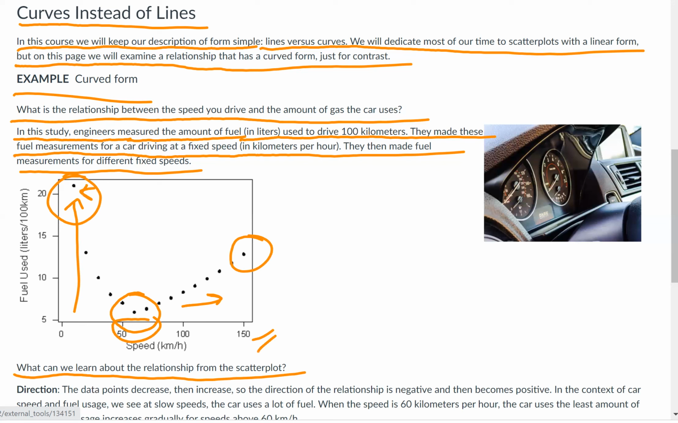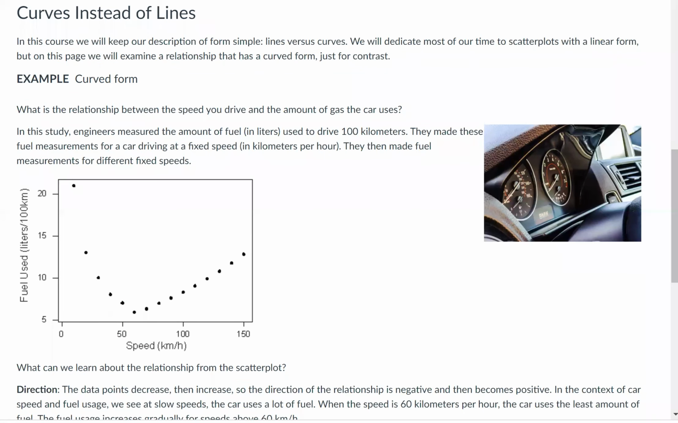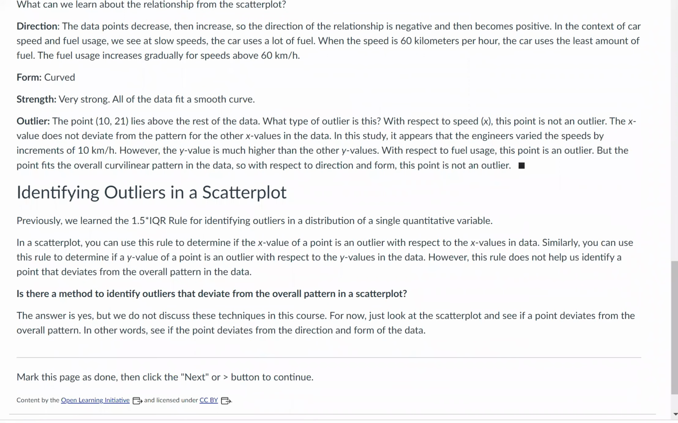But still, it looks like you're using the most fuel when you're going very slow, like less than 10 miles an hour, maybe. But it definitely goes down and then comes up. So you wouldn't say that the direction is positive or negative. It's neither, because at a certain point it goes positive and at a certain point it goes negative. The data points decrease, then increase. So the direction of the relationship is negative and then becomes positive.